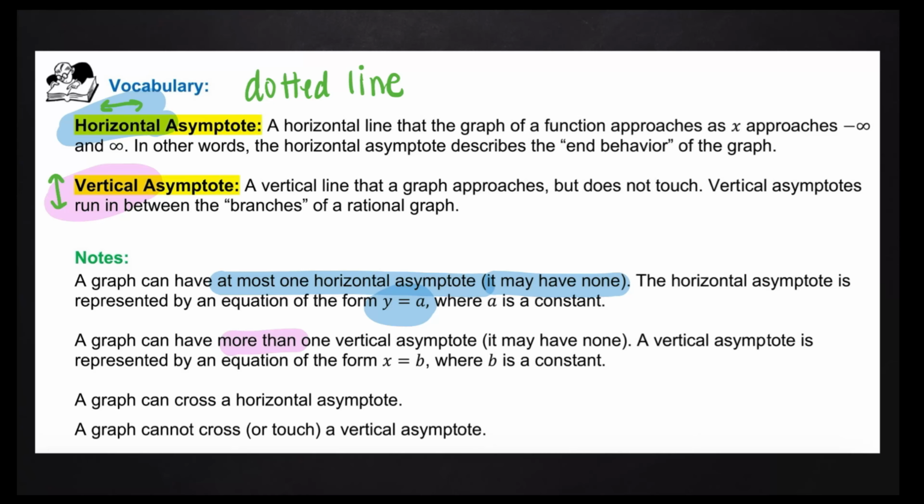And then the same thing goes for vertical asymptotes, right? Your graph can have more than one. It could have none. It could have two. But the thing to remember is that when we write the equation of our line, it's going to be x equals a number. Now, with horizontal asymptotes, your graph could cross, so be very careful to look at your graph. But you must remember that a graph can never touch or cross a vertical asymptote.